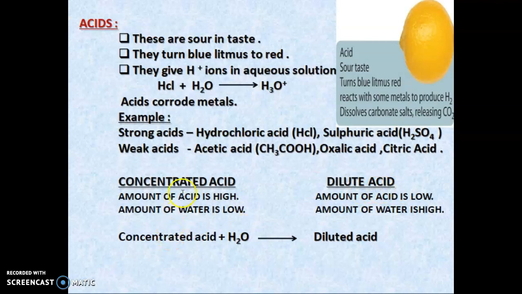When we mix water into a concentrated acid, what happens? The concentrated acid will be converted into a dilute acid because in concentrated acid the amount of acid is high. When it is mixed with water, the amount of water becomes high. So the concentrated acid will be converted into a dilute acid.